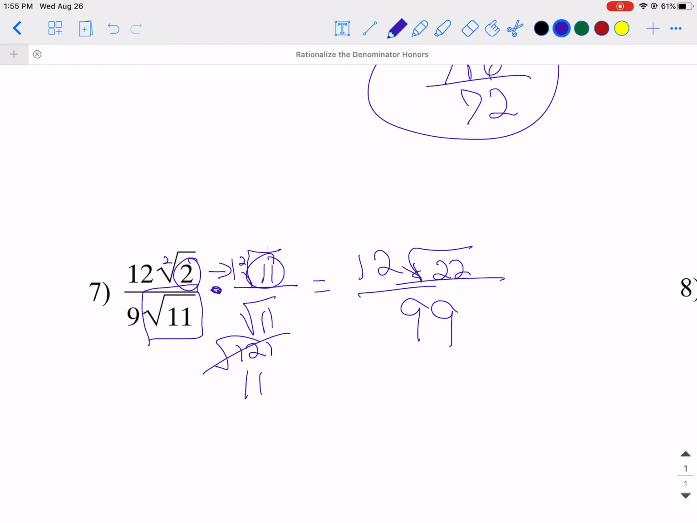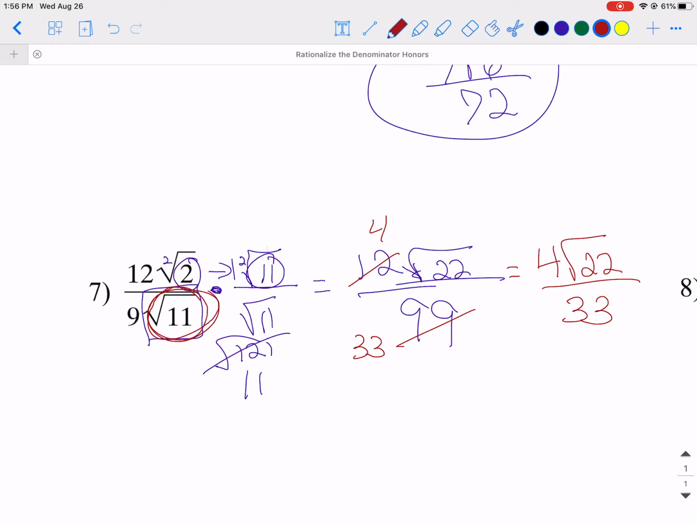Now I'm looking to see for a common factor here. So I know that 3 will definitely go into 12. So let me see, simplify by 3, I get 4. And 99 divided by 3 is your 33, of course. So your final answer is 4 radical 22 over 33. And that's all there is to it. All you need to do is take that radical in the bottom, make a fraction with it, a numerator and denominator, that same radical, and multiply and simplify.